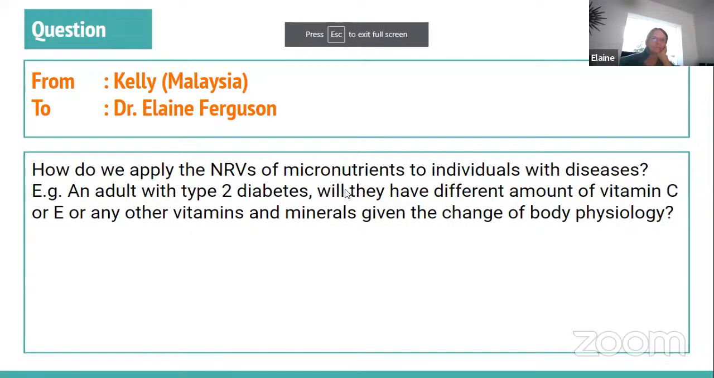Okay, this is the first question. Ladies and gentlemen, the first question comes from Miss Kelly, Malaysia, asking how we apply the nutrient reference values of the micronutrients to an individual with disease. For example, an adult with type 2 diabetes, will they have a different amount of vitamin C or E or any other vitamins and minerals, given the change of body physiology? Please, Dr. Elaine.